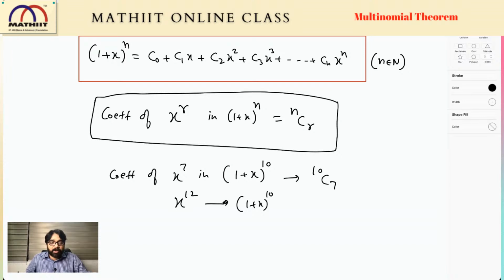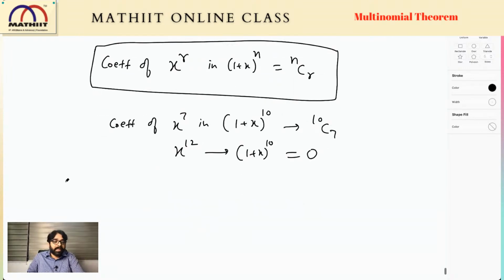And the coefficient of x power 12 in 1 plus x power 10 is 0. There is no such term, obviously, bhai. You have only 10 objects. How can you give this person 12 objects? The extra 2 objects, from where will they come? Not possible. It means when you expand 1 plus x power n, the maximum power of x can be n.